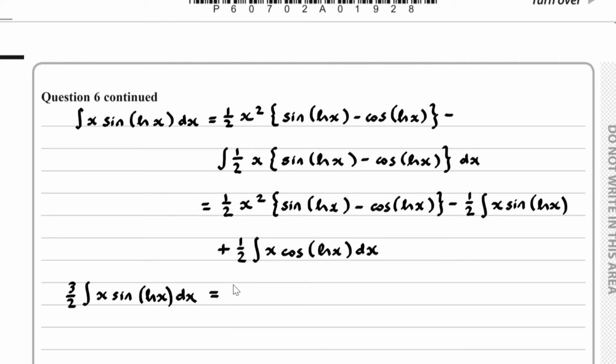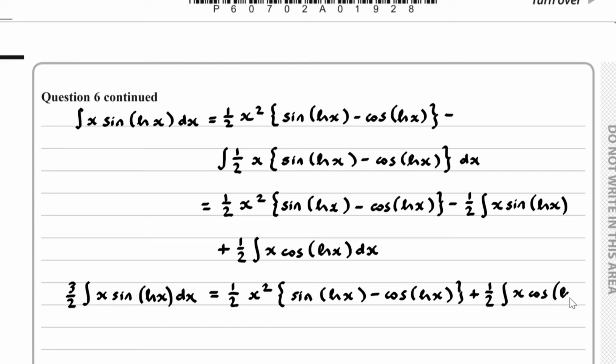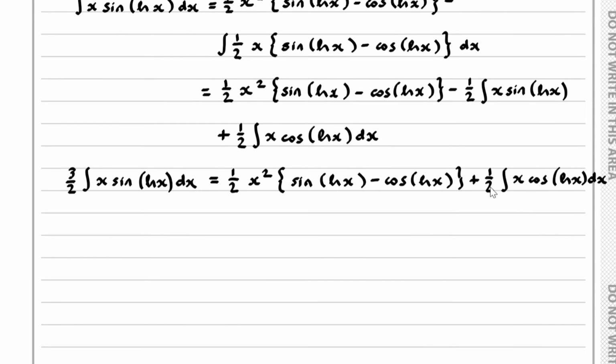1/2 x squared times by the sine of the natural log of x minus the cosine of the natural log of x, and then I add on 1/2 times the integral of x times by the cosine of the natural log of x dx. Now the issue is, so far I don't know what this is over here. I need to work that integral out.